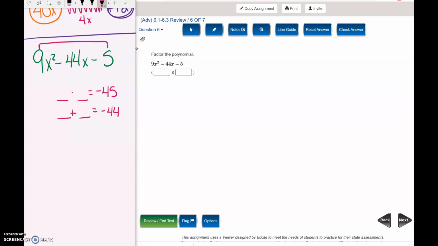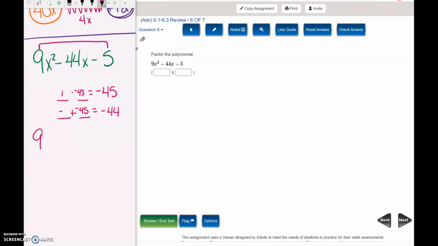Anytime that you're multiplying to one number and adding to a number that's like 1 off of that, it's going to be 1 and 45. So it's 1 and -45. Okay, now a lot of you prefer factor by grouping, so I'll do that first.